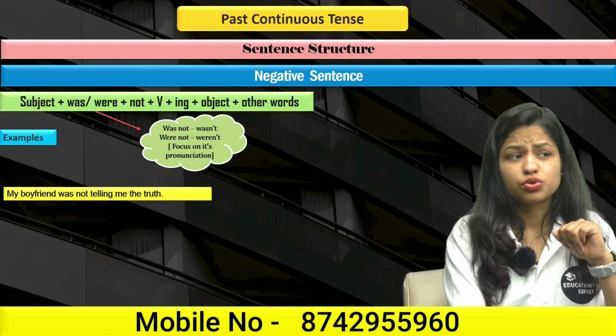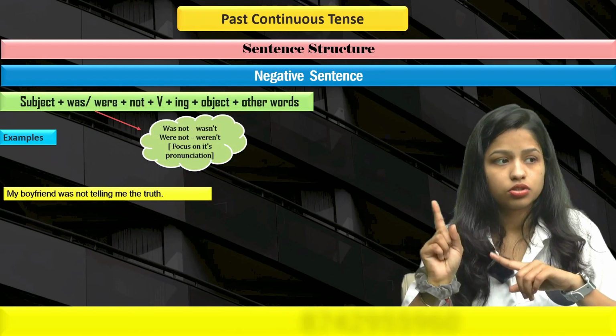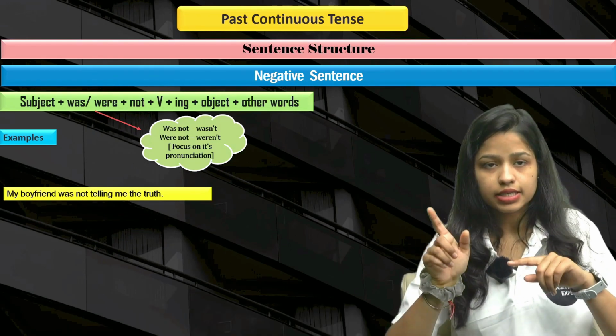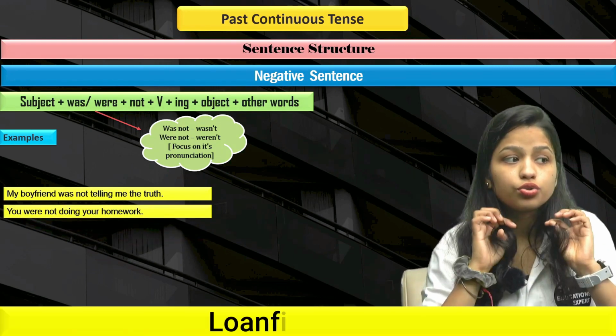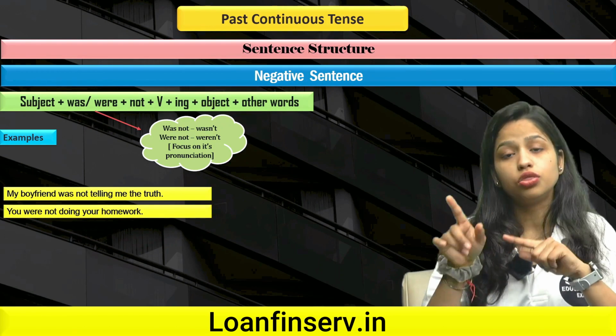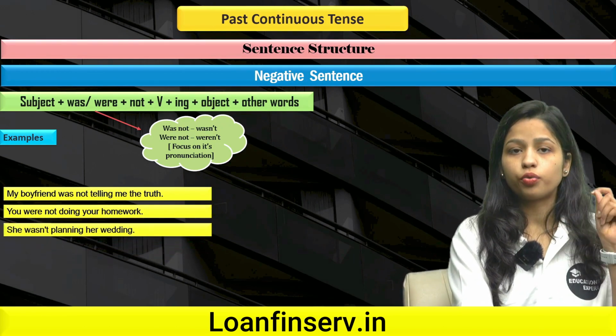My boyfriend was not telling me the truth. So this is a negative sentence. That's why we have used not over here. Next up, you were not doing your homework. She wasn't planning her wedding.